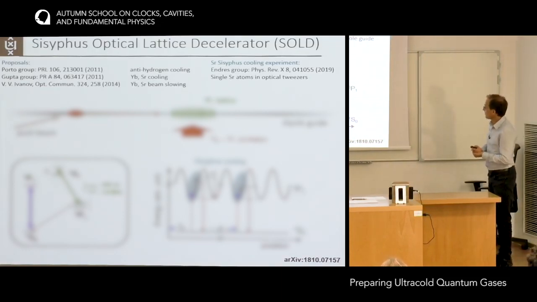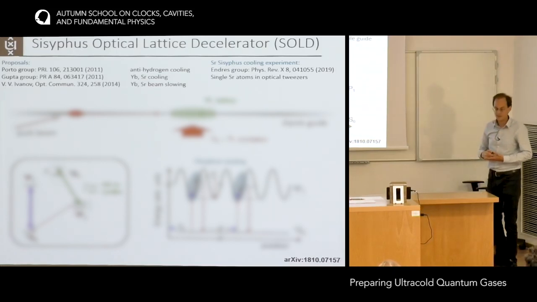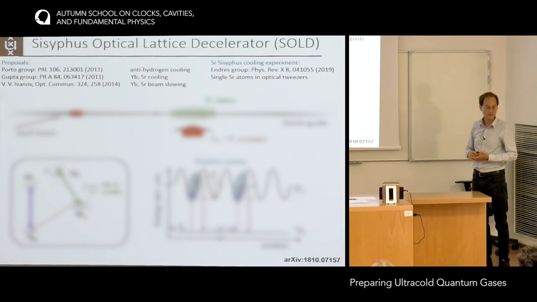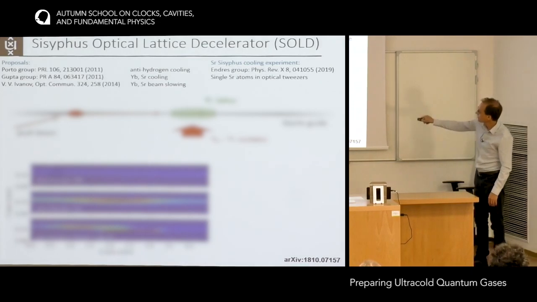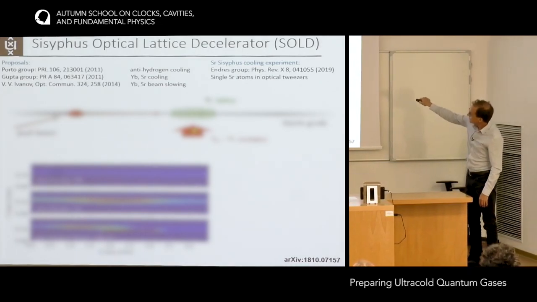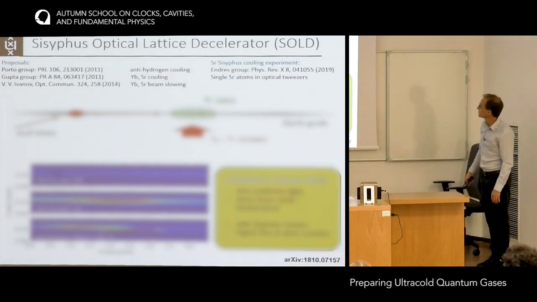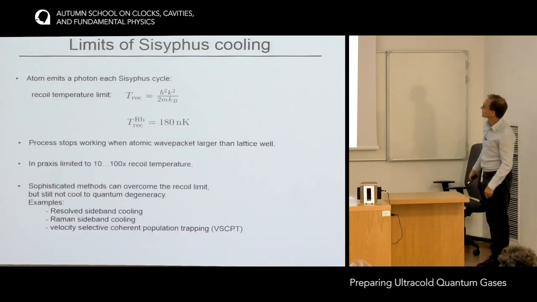It allows you to cool with very few photons and in unusual situations. Manuel Endres' group also showed that this is very useful to cool strontium atoms in tweezers. Here you see if you switch the decelerator on, atoms accumulate at this location. Good, and recoil cooling is a limit here.